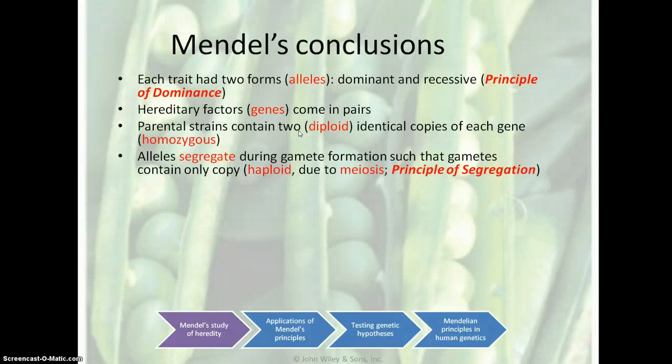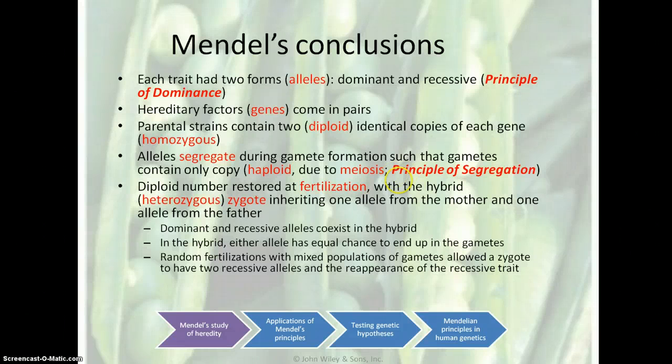Now, what happens during the formation of the gametes, whether we're talking about the female or the male gametes, is that those alleles are going to segregate, so that each gamete is only going to contain 1 copy, only 1 allele. Now, this is due to the process of meiosis, and that forms these haploid gametes, so gametes that only have 1 allele. And this led him to devise his principle of segregation, which we will also get back to in just a few moments.